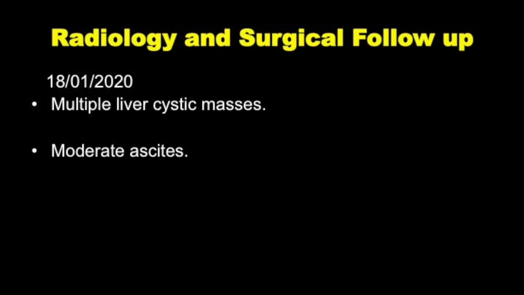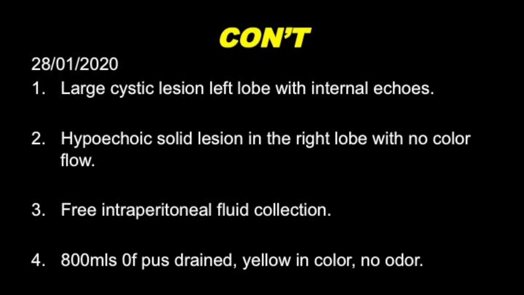So now we have, this is a multidisciplinary child because we were not exactly sure of what was going on. So we involved the radiology team and the surgical team and the hem-onco team. So now for the radiological and surgical follow-up, the radiological team on the 18th, that is a few days after the child came, actually did an abdominal ultrasound, and it showed multiple liver cysts, cystic masses, plus moderate ascites. So a few days after, when they came to redo the abdominal ultrasound on the 28th, it actually showed large cystic lesions on the left lobe with internal echoes.